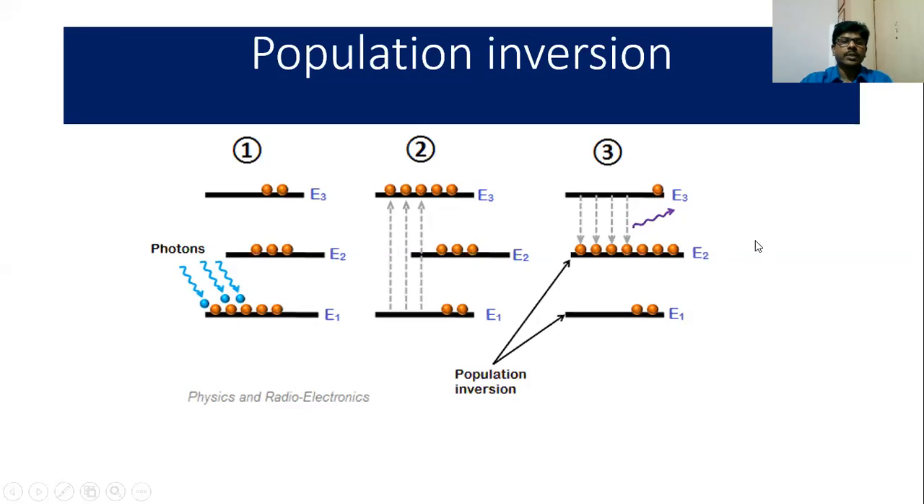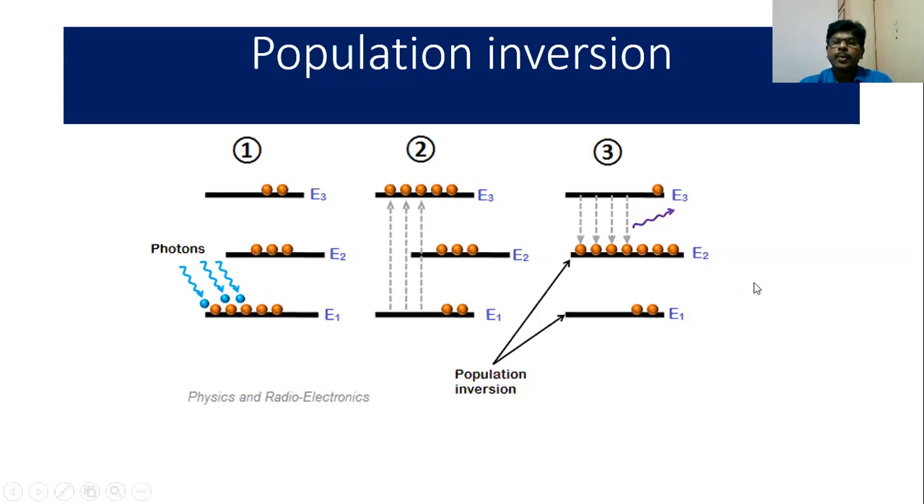In this diagram, in the first diagram you can see there are more number of particles in the lower energy state E1 compared to the higher energy state. This is because the lower energy state is a state of stability and the particles like atoms like to remain in the lower energy state. When we give energy to the system, then what happens? The atoms absorb energy, and depending upon the amount of energy they have absorbed, they may go to a higher energy level, say a level E2 or E3.